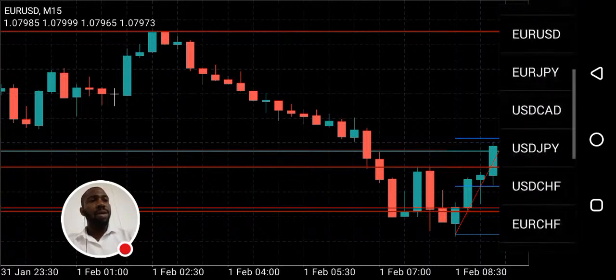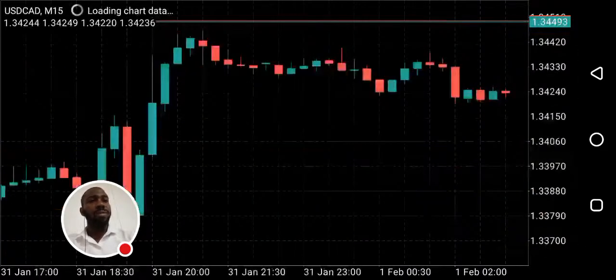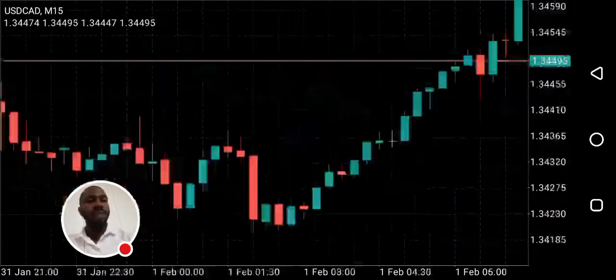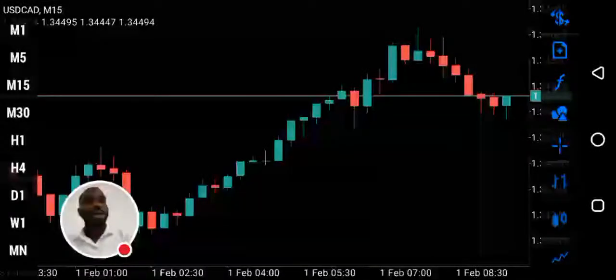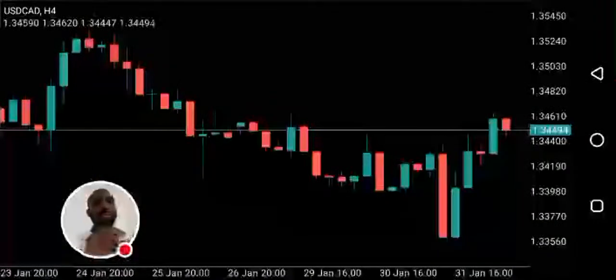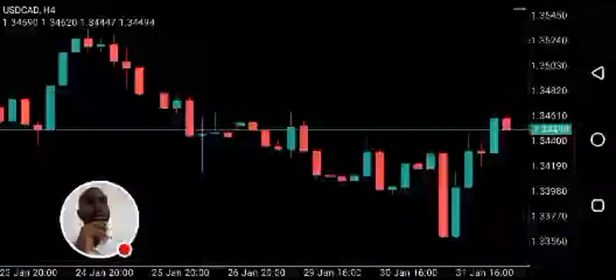Okay, let's see USD CAD. Wow, this is another good setup. It's looking good. See this on USD CAD, this has broken.